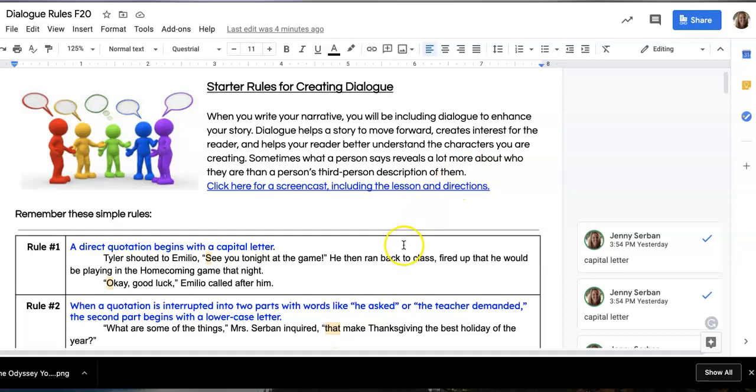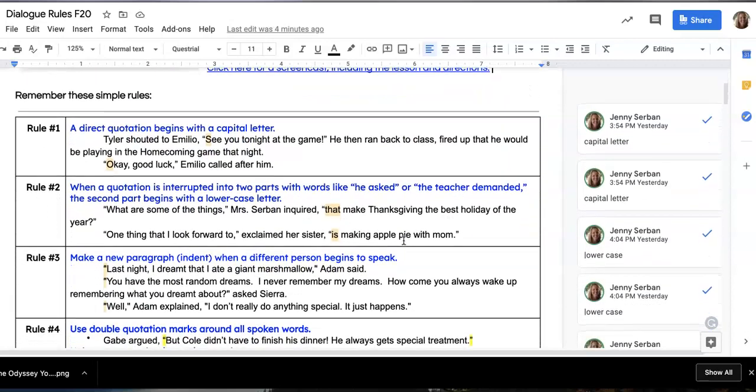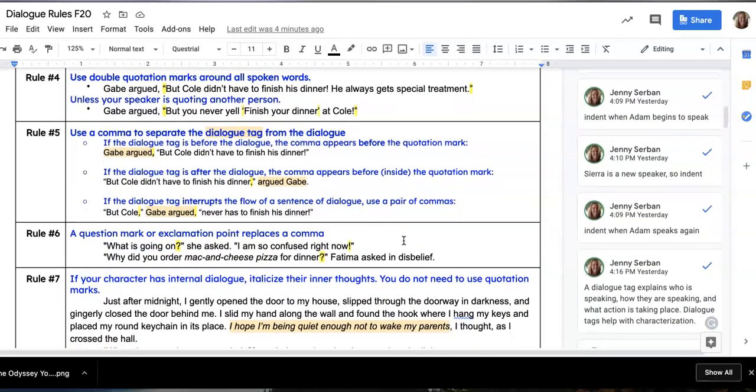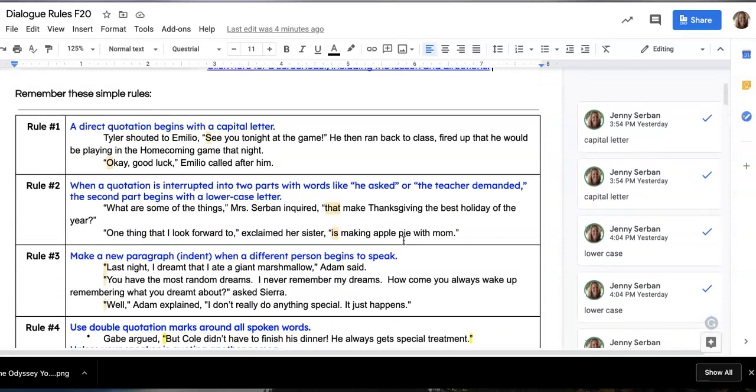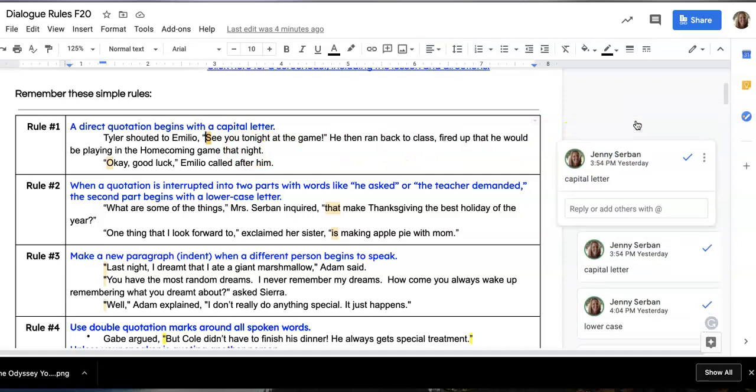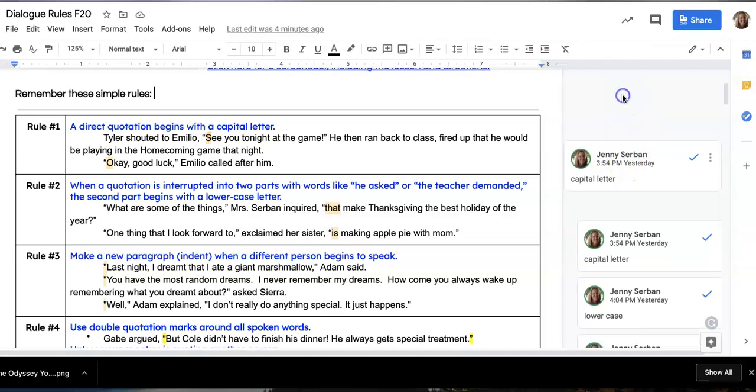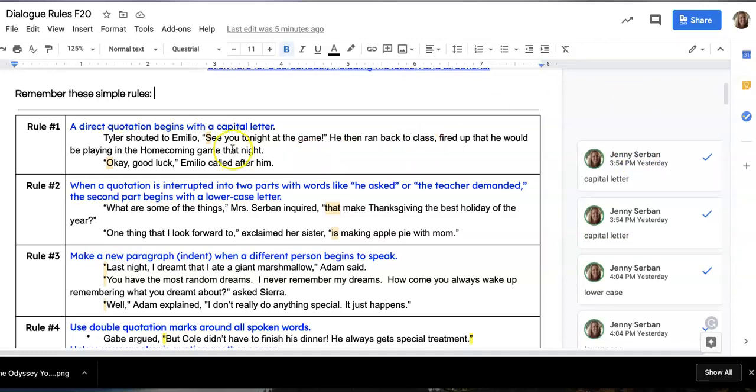So there are some simple rules for you to consider. On this document, you'll notice that I have the 7 different rules here. They're in blue and examples are in black beneath them. On the right, I have attached some additional information for you on the document, so you can click on them to see which part I'm referring to. So let's start with rule number 1.